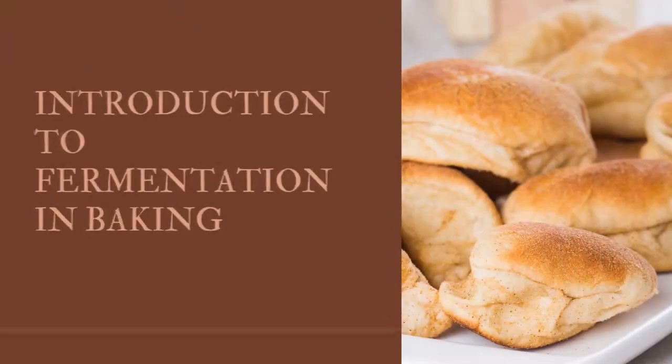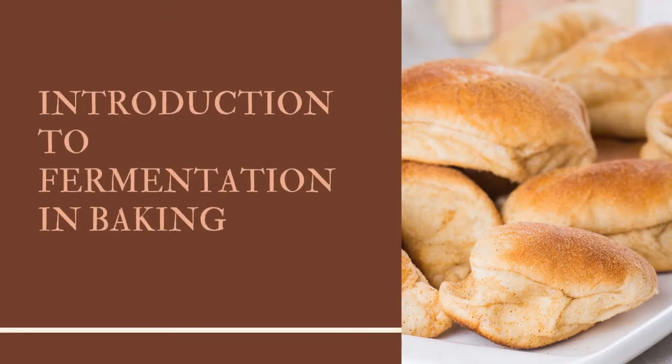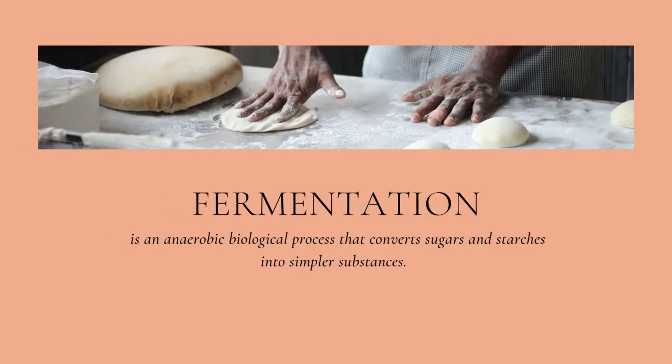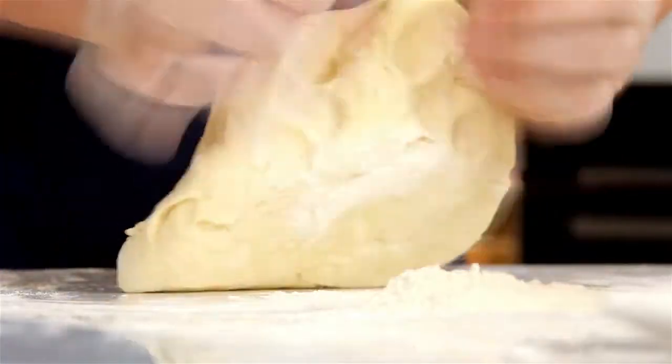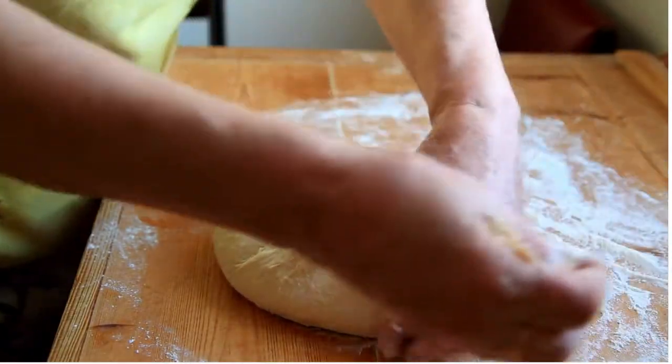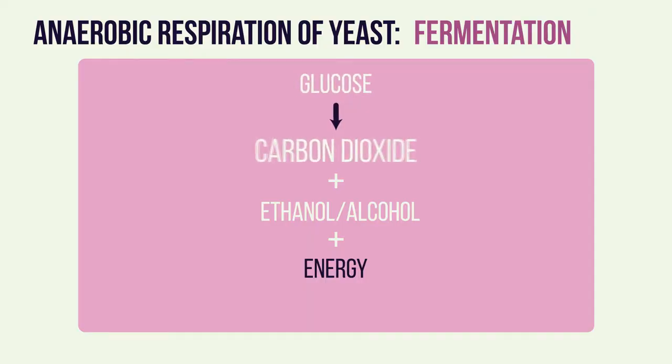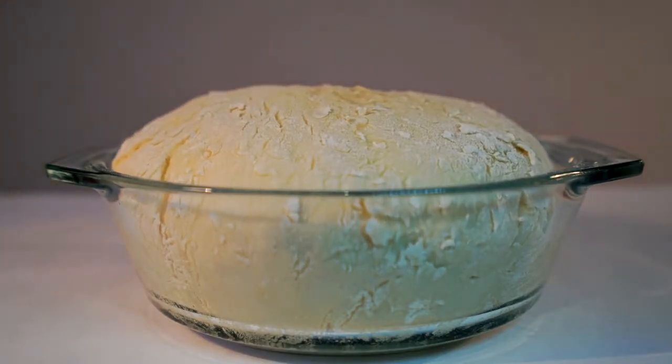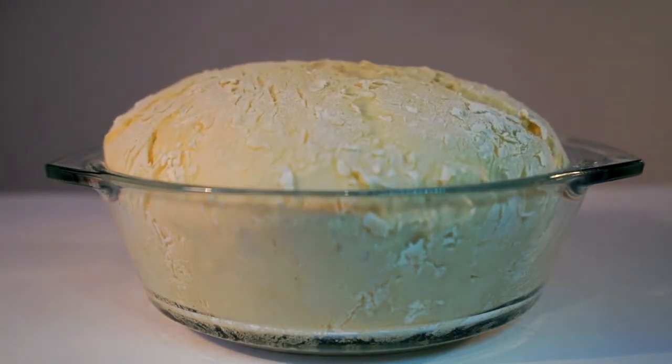Before anything else, let's discuss a brief introduction to fermentation in baking. Fermentation is an anaerobic biological process that converts sugars and starches into simpler substances. In baking, it causes yeast and bacteria to convert sugars into carbon dioxide, among other things. This is what causes the dough to rise.